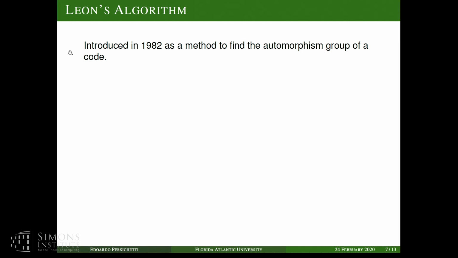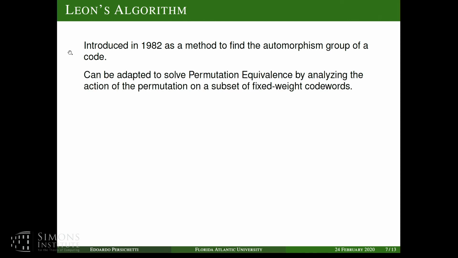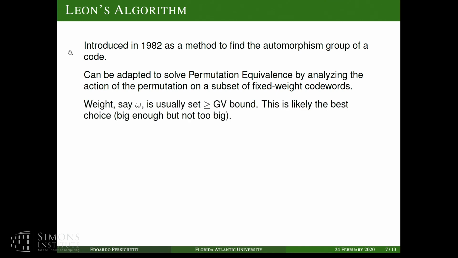Well, one first thing to keep in mind is that Leon in 1982 introduced this method to find the automorphism group of a code, and it's very likely that this can be adapted to permutation equivalence if we focus on a subset of code words of a certain fixed weight, and then we study the action of the permutation on this subset. And indeed, if we set this weight to, for example, just a little bit more than the GV bound, find the sweet spot, which is big enough but not too big, then we can recover that. And the bottleneck of the algorithm is that we have to enumerate all the code words of that weight.